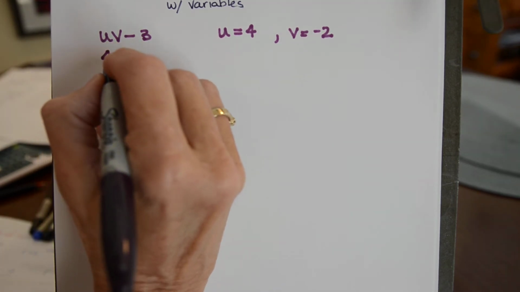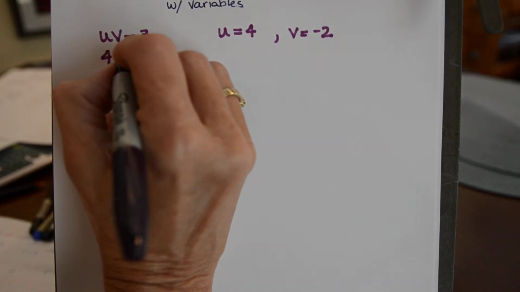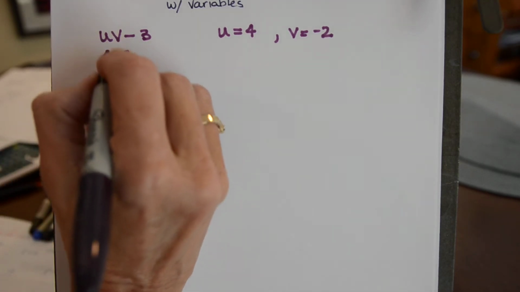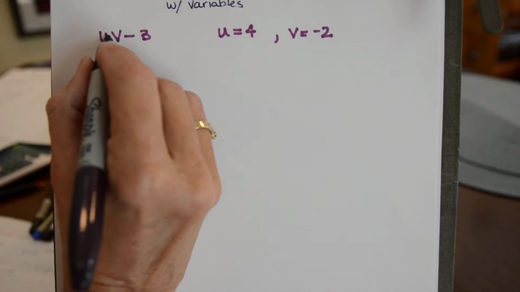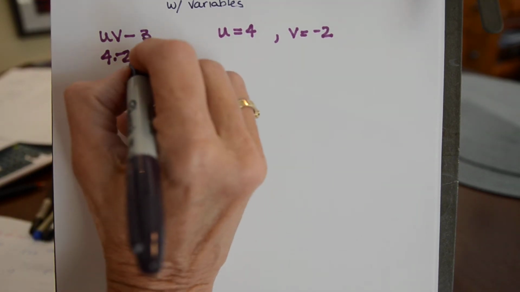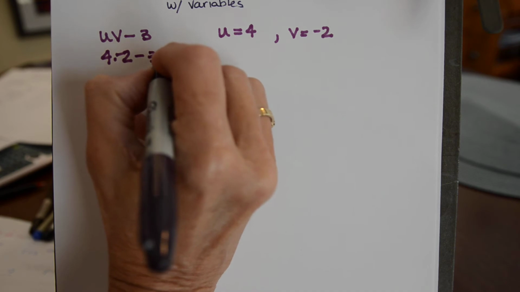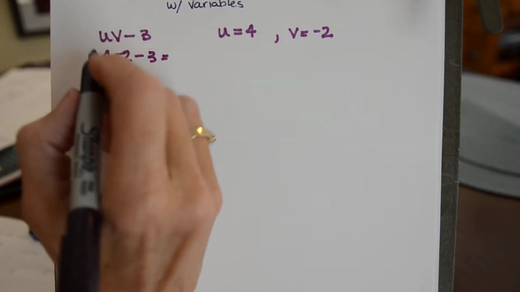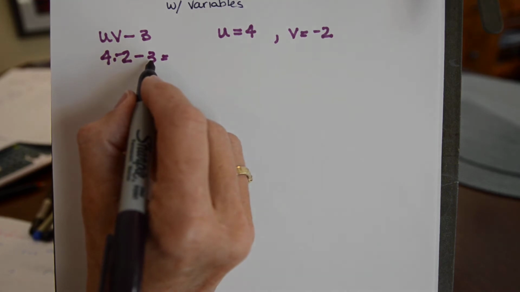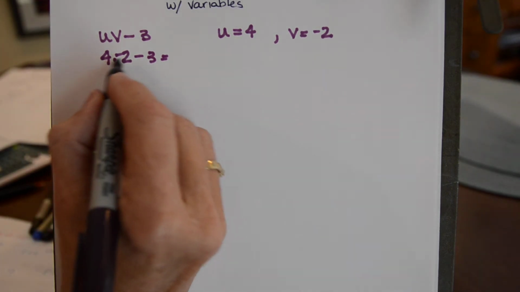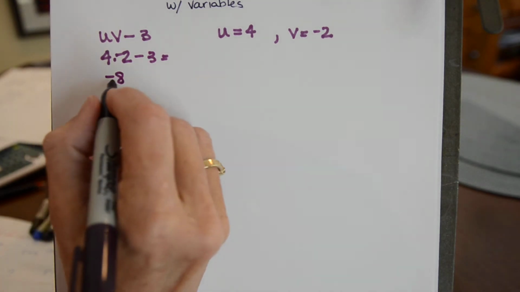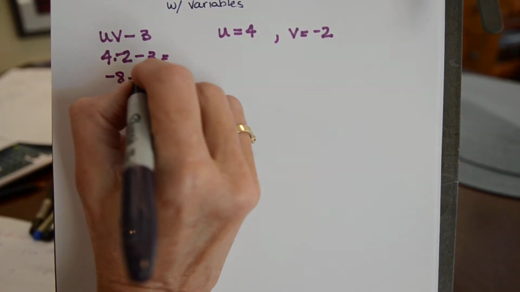So 4, and then it's a -2. But what is going on between the 4 and the -2? It's actually multiplication. When you don't see a symbol, it is understood that it's multiplication, and then we have -3. So we now have to do the multiplication before we do the subtraction, and we end up getting 4 times -2. I have to remember my negative rules. That's going to give me a -8 minus 3.